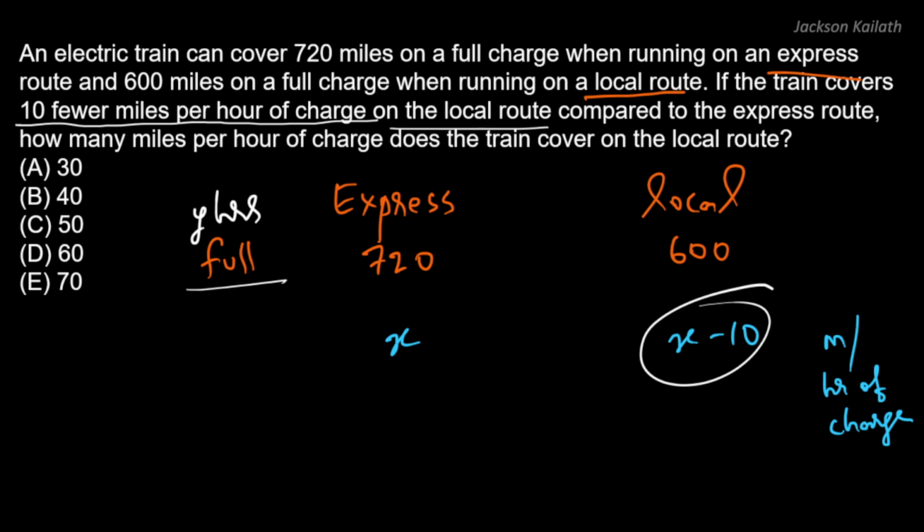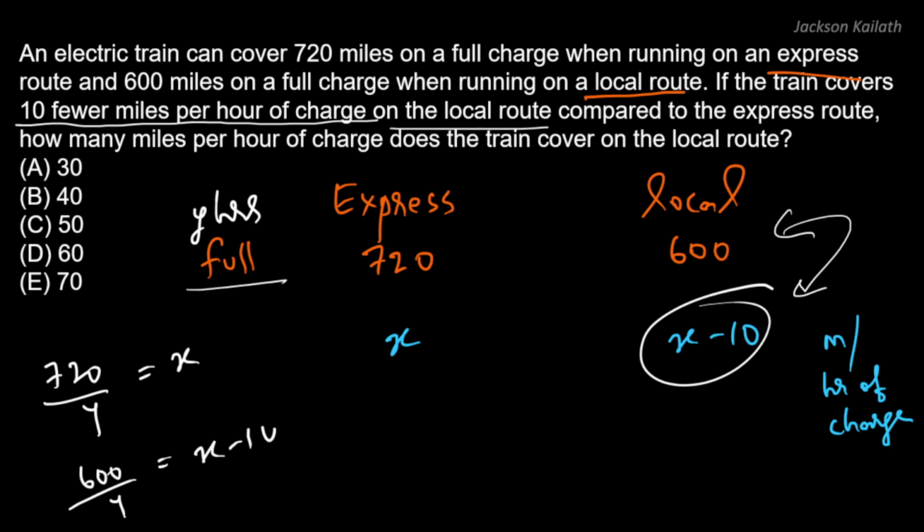All right, now again we can try to link these two pieces of information, right? So if in y hours it was charged such that it can cover 720 miles, then in 1 hour of charging it would cover 720 divided by y, right? And that's the same thing as this x over here. So 720 divided by y is equal to x, and in a similar manner 600 divided by y is equal to x minus 10.